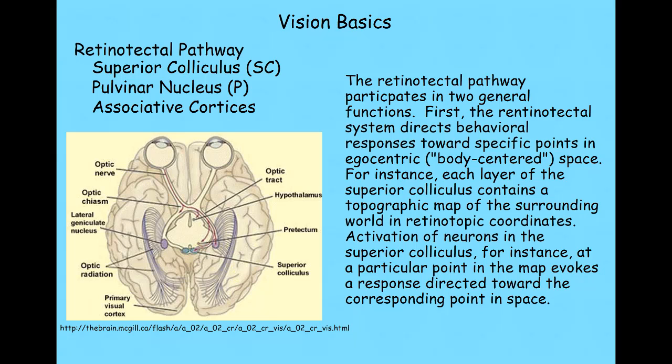The retinotectal pathway participates in two general functions. First, the retinotectal pathway system detects behavioral responses towards specific neurons in egocentric space. So for instance, each layer of the superior colliculus contains a topographic map of the surrounding world in retinotopic coordinates. Activations of neurons in the superior colliculus will, for instance, at some particular point on this map, evoke a response directed towards that corresponding point in the retinotopic space.